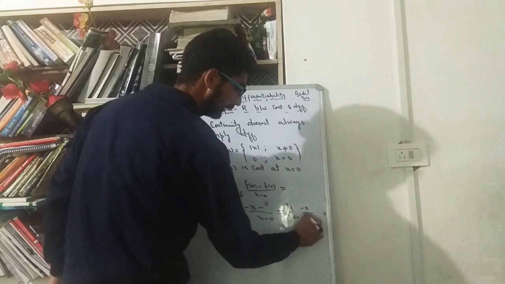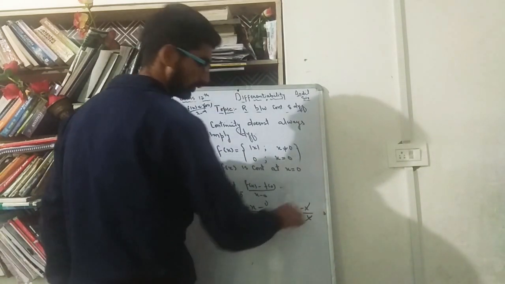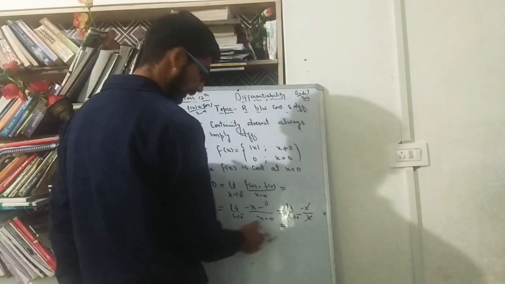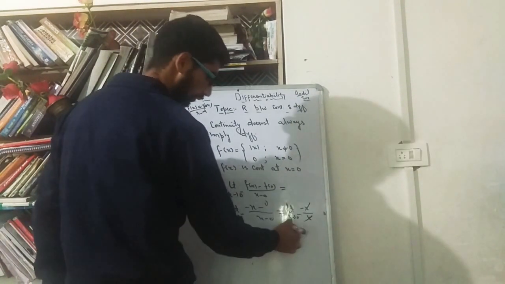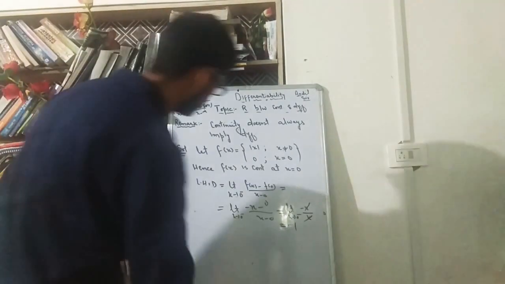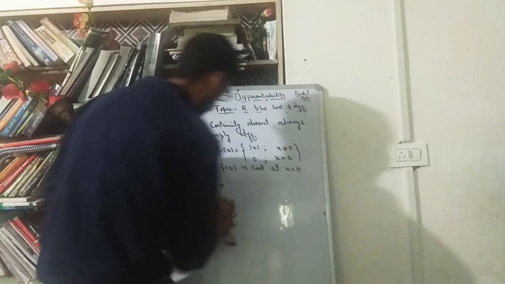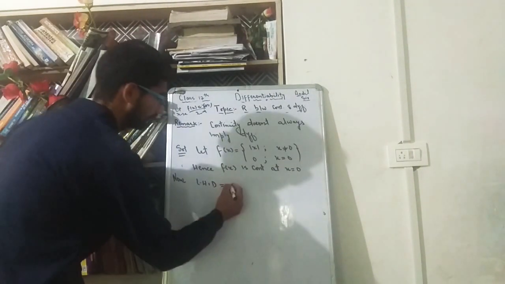divided by x, and x will get cancelled. We will get limit x tends to 0 negative of minus 1, and that is again equal to minus 1. So our left hand derivative we are getting as minus 1.